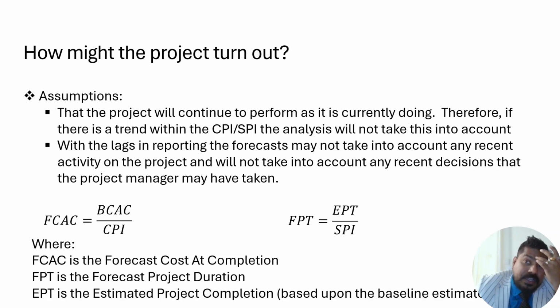Okay, so there are quite a few terms. One of them is FCAC, forecast cost at completion. FPT is forecast project duration, and EPT is estimated project completion. So if you see, the formula for FCAC, forecast cost at completion, is BCAC upon CPI, and forecast project duration is EPT, estimated project completion, upon schedule performance index.